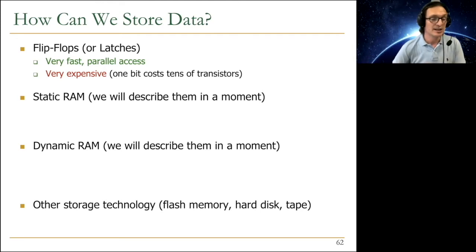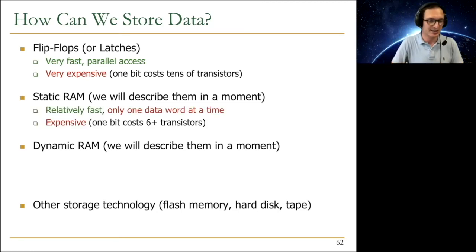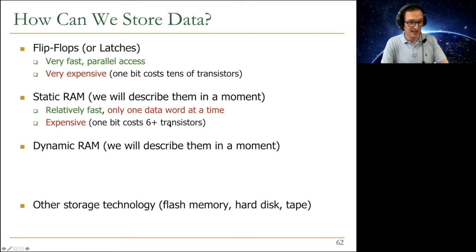That's a lot. Static RAM, we will describe it in a moment. You've actually seen it. This is a cross-coupled inverter, and then we have some access transistors. It's relatively fast. You get only one data word at a time, but it's expensive. 1 bit costs 6+ transistors, as we will see. It's usually 8+ transistors if you include the access transistors.